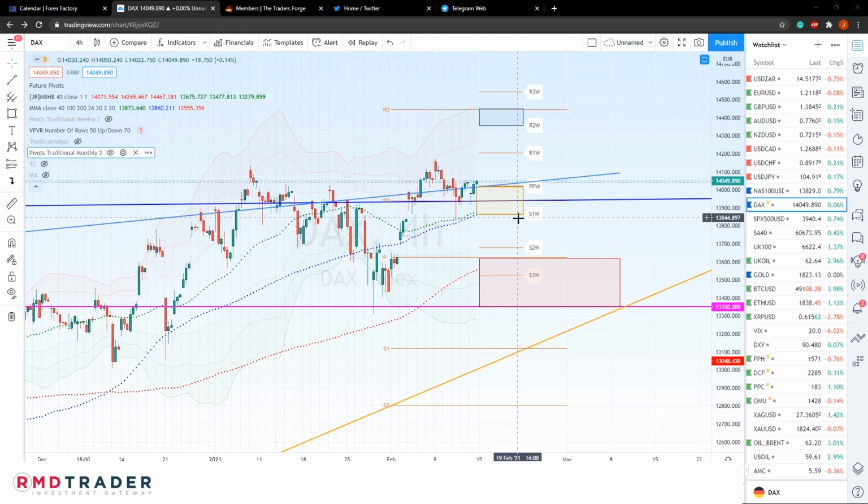Support is where the above-mentioned moving averages converge with our weekly S1 pivot at 13,865, and a break below that could potentially see a correction somewhere between our monthly pivot at 13,620 and that weekly S3 pivot at 13,525.